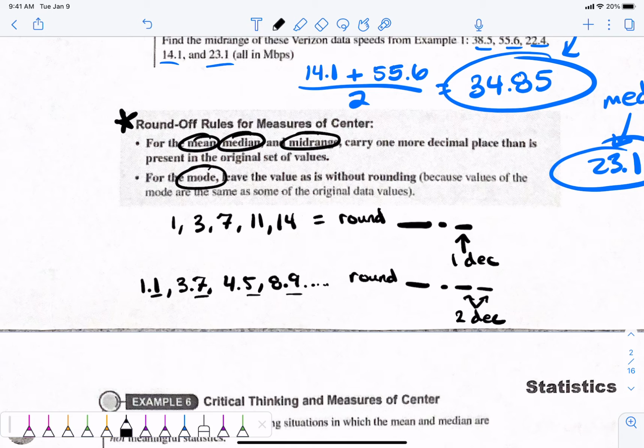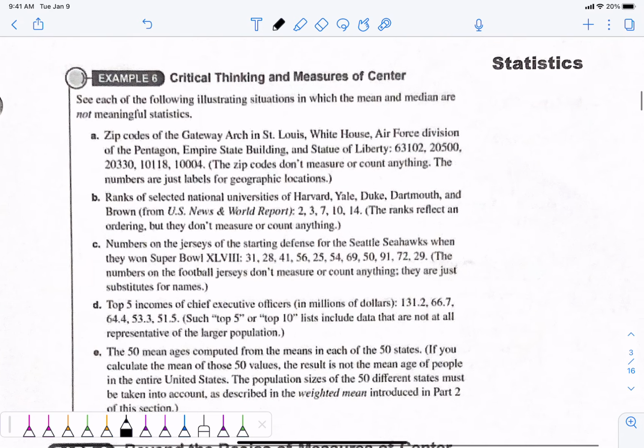On the homework assignment, if you don't follow these rules, it will flag it and say that it's wrong, and you'll be like, what? Okay? So make sure you are going off of these rules. That's the rules, okay? Example 6.